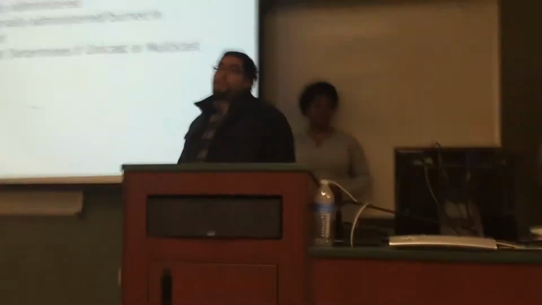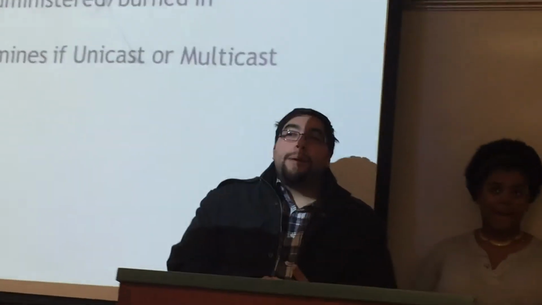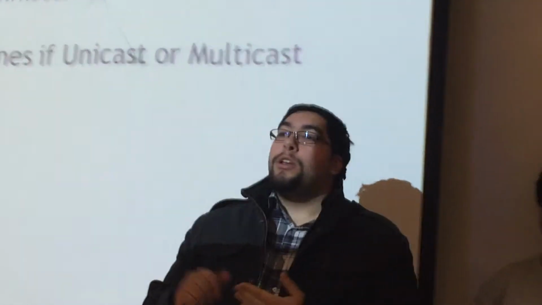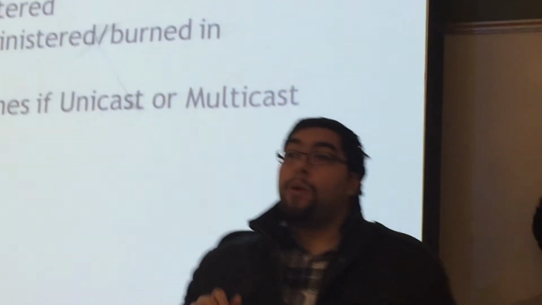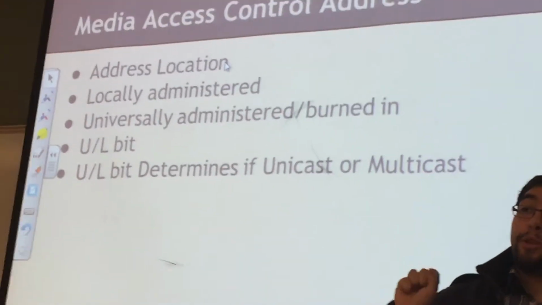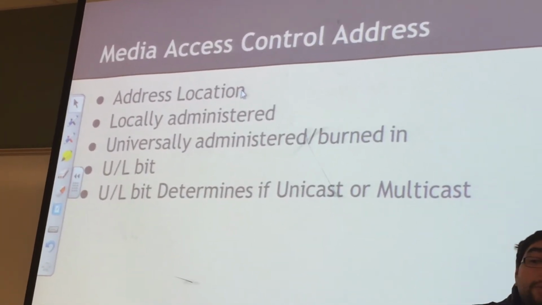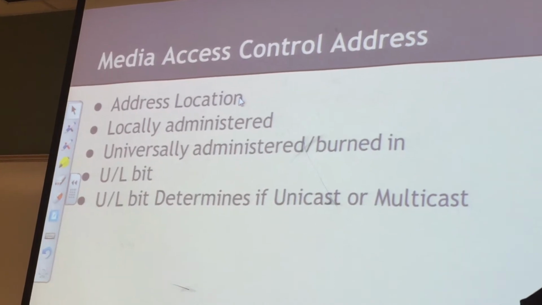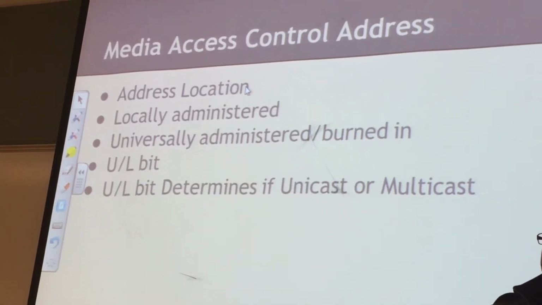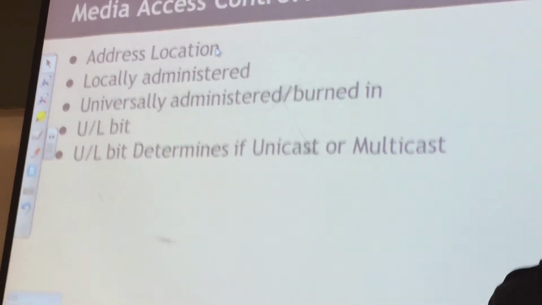All right, so first we're going to cover MAC addresses. MAC addresses are given to your computer in one of two ways, locally and universally. This is defined by the UL bit, which is given in the first octet of your MAC address. So let's go to how you get the locally administered address.